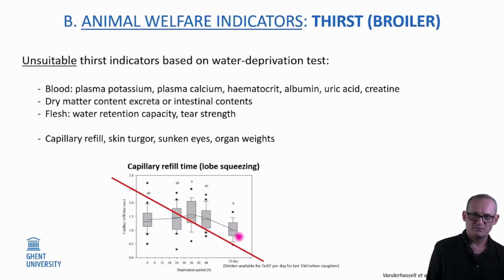The only difference that was seen between some treatments was in a simulation of chronic thirst, in which for 10 days before slaughter, the broilers had access to a drinker for only 2 times 10 minutes each day. So it really meant a more longitudinal possibility for thirst. That was the only indicator or period when there was a significant difference with another value.